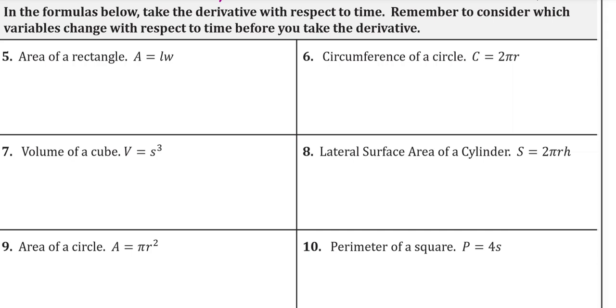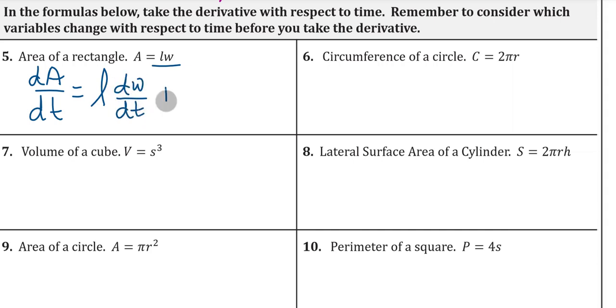So I'm going to do a couple here, and then again, you should pause the video and do the others on your own. So starting with number 5, we're given the area of a rectangle is, of course, area equals length times width. So if we take the derivative with respect to time, we're going to have dA/dt will equal, now we have a product rule here, so make sure you do that correctly. So we're going to have L times dW/dt plus W times dL/dt.